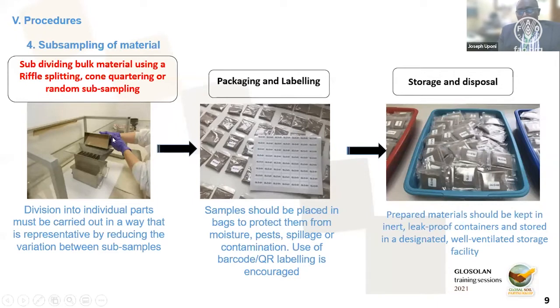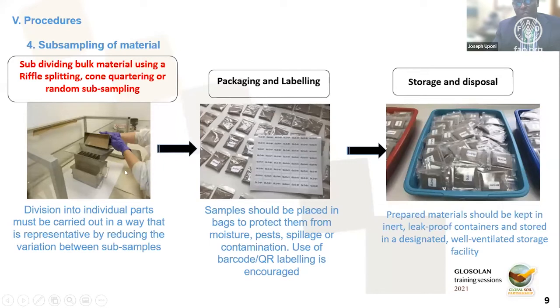You can see that the person who is doing the riffle sampling here is wearing gloves. That's important so that you don't contaminate the samples. Your hand contains salts, especially sodium salts. Make sure that you wear the appropriate PPE to maximize the integrity of the samples.